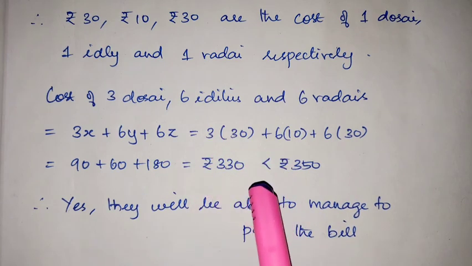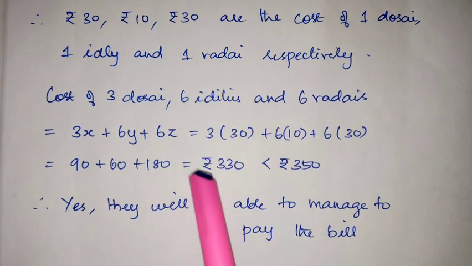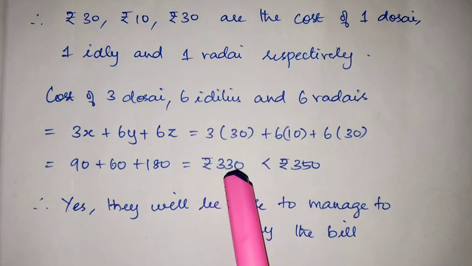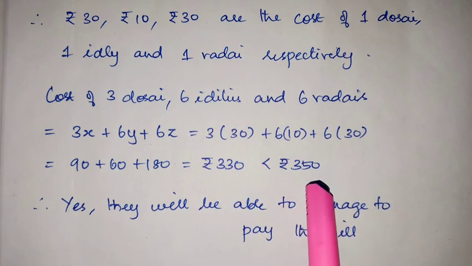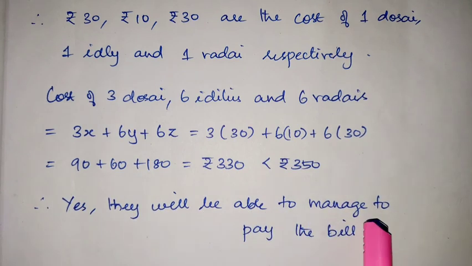Okay. Right now the amount they have in their hand is 350 rupees. So the amount they have used for eating is 330, which is less than 350. So yes, they will be able to manage to pay the bill.